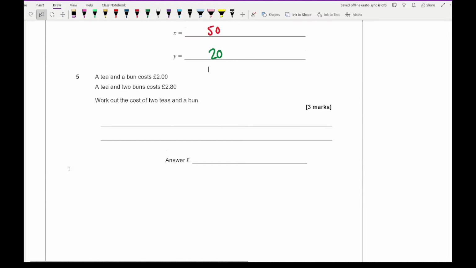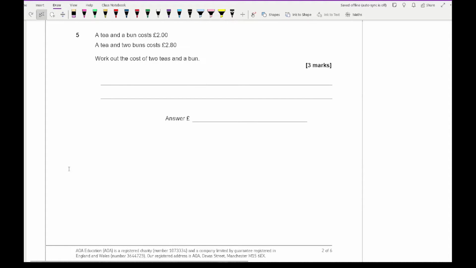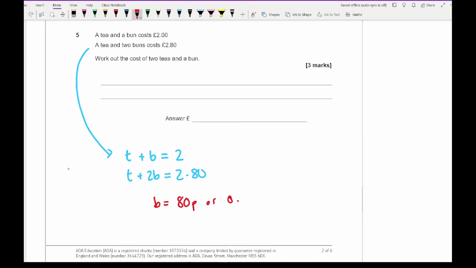Moving on to question 5, it says that a tea and a bun cost £2 and a tea and 2 buns cost £2.80. Work out the cost of 2 teas and a bun. So let's set this up by using algebra. So looking at the first situation, 1 tea plus 1 bun equals £2, and 1 tea and 2 buns costs £2.80. So therefore we can easily work out that the difference between the two orders is that a bun costs the difference, which is going to be 80 pence or 0.8.